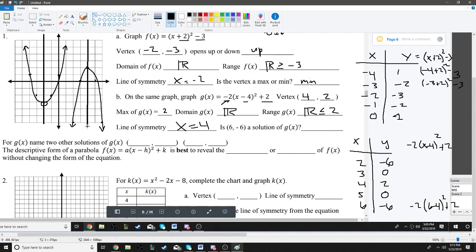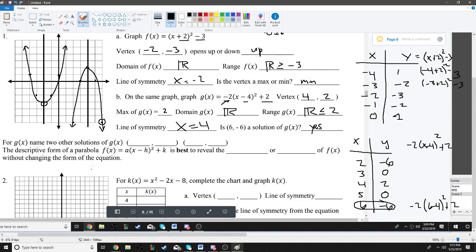So, like that. And is 6 comma negative 6 a solution? So let's check. If we go right 1, 2, 3, 4, 5, 6, down 1, 2, 3, 4, 5, 6, that point is on our graph, which means yes, it is a solution. You can also check our t-chart to know that it is also a solution.